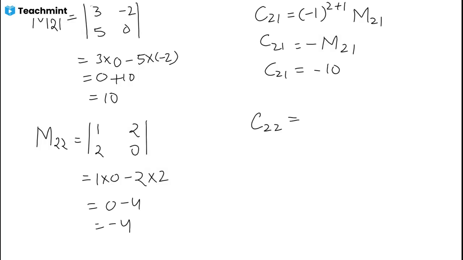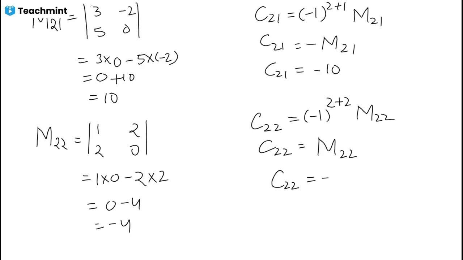C22 is equal to minus 1 to the power 2 plus 2 into M22. So this is even power. So obviously we have C22 equal to M22. C22 is equal to minus 4.